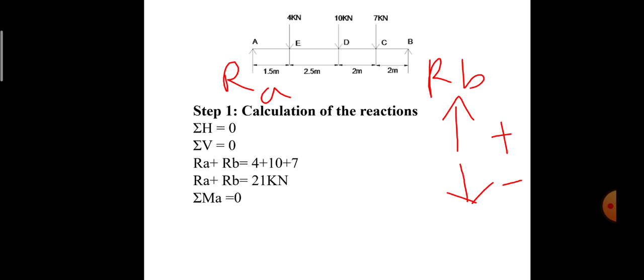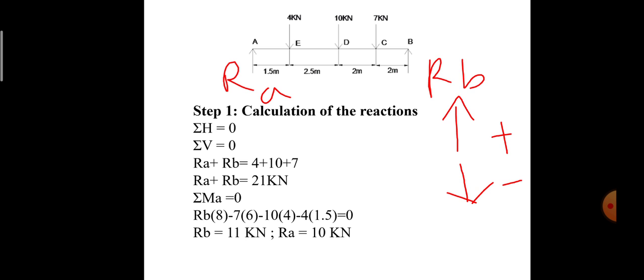The next equilibrium condition is that the algebraic sum of all the moments about a point is equal to 0. You can take either point A or point B as a reference point for calculation of the moments. Here I am going to take A as my reference point. After taking the moment at A as reference point, we are going to find the moment and equate that to 0.